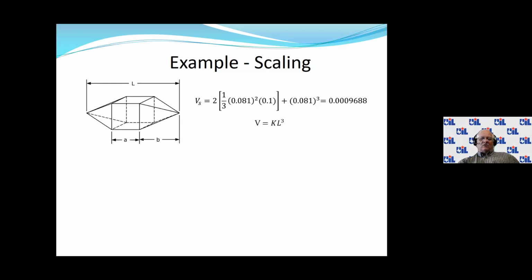Then I can start with my endpoint from the beginning, and acknowledge that the volume of this thing is going to be equal to a constant of proportionality times L cubed. If that's the case, then I can write a ratio that says the large volume to the small volume is going to be K L large cubed divided by K L small cubed, and you see that my constants of proportionality cancel out. And so now what I have is just that the ratio of the volumes is equal to the ratio of the lengths cubed.